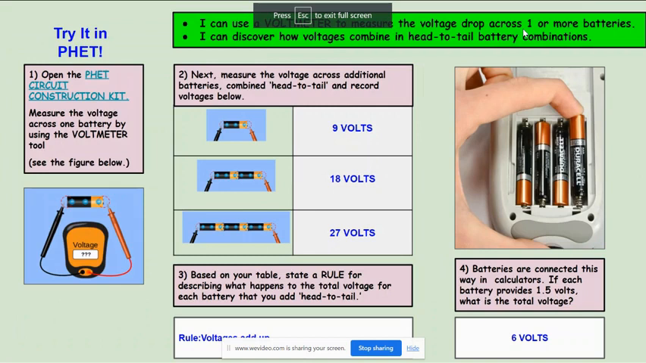All right. Some questions here about batteries. You can just test this out. But as you stack batteries head to tail, the voltages add up. There you go. If you put 4 batteries in series like this, head to tail, each one is 1.5, they add up to 6 volts.